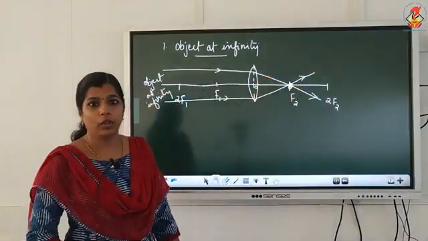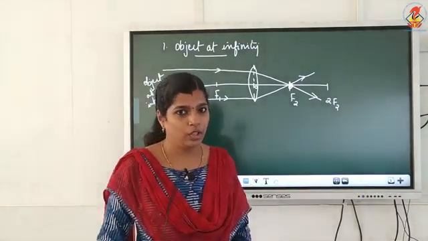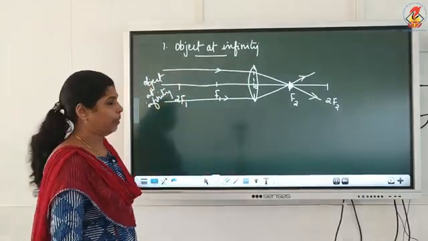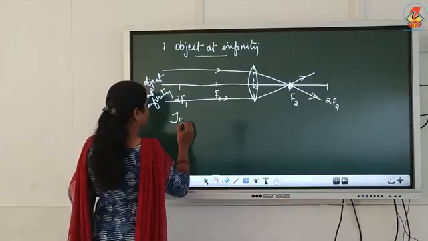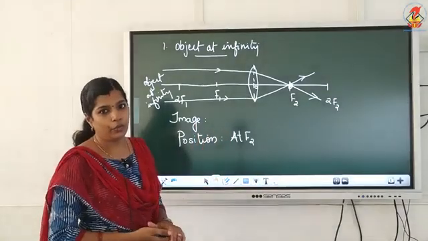In the case of mirrors, we wrote the position of the image, size of the image and nature of the image. Here also we need to write that. Image, position. Where will you get the image? You got the image at F2, where the refracted rays meet or intersect. Here the refracted rays intersected, so at that point you will get the image. So the position of the image is at F2.